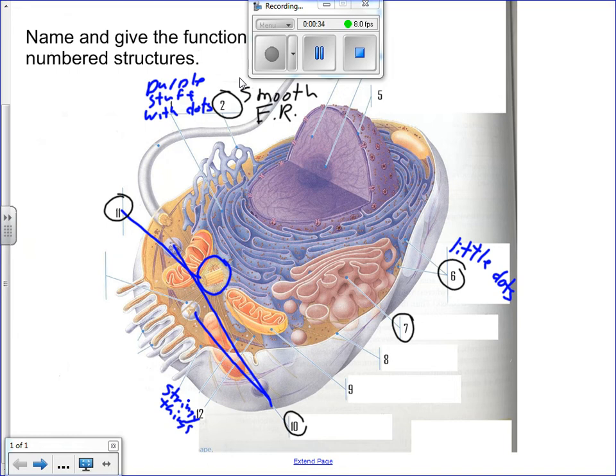Okay? Number 6. We're looking at the little dots. Sometimes they're attached to the rough ER, that's what makes it look rough, and sometimes they just float freely in the cytoplasm. What are they? They are ribosomes. And what do ribosomes do? They make proteins, synthesize proteins, yeah, okay?